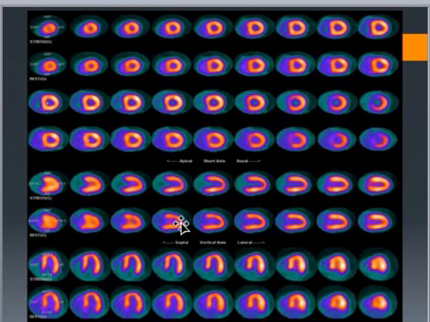This is what an entire stress thallium scan looks like, okay? So you've got all of the different slices here of the 3 different views. So 1 view, 2 views, 3 views here. And it's all the different slices at the different levels through the heart. This is how it's laid out in a normal situation when the radiologist looks at them.